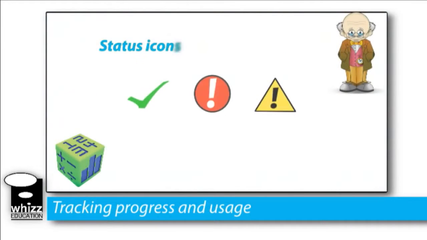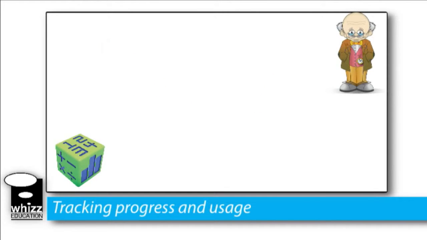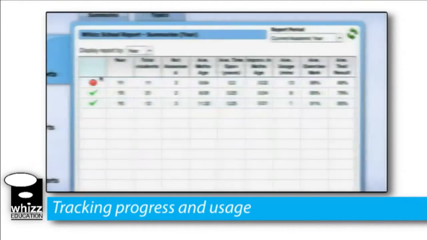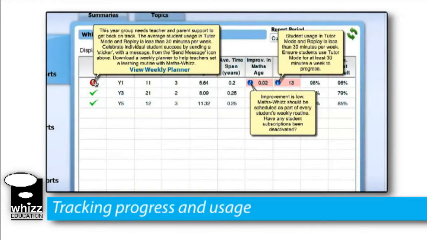We have then delivered three icons. These three symbols are a green tick, a red exclamation mark and a yellow triangle. This is particularly of benefit because a teacher or a head teacher can gain a very quick analysis of whether or not their classes or year groups are on track with Maths-Whizz. By hovering over the status icon, we can see that Maths-Whizz Teacher Reports are going to give us an indication of the appropriate intervention needed for this current status.